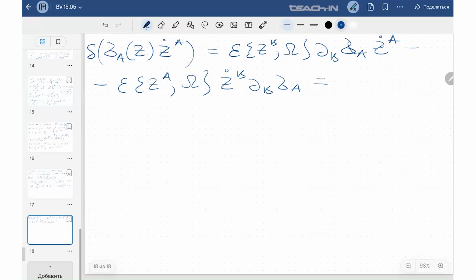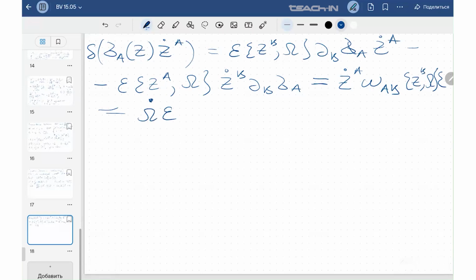And all this combines into, I'm not careful with signs, so it's an exercise to make sure that everything is in order, all this combines into Z dot A, omega AB symplectic structure, Z B capital omega, then epsilon. And this is, of course, nothing but omega dot epsilon. But epsilon is time independent because it's an integral over time. So it is the same as omega epsilon with a dot, a total derivative, and we assume that it does not contribute.